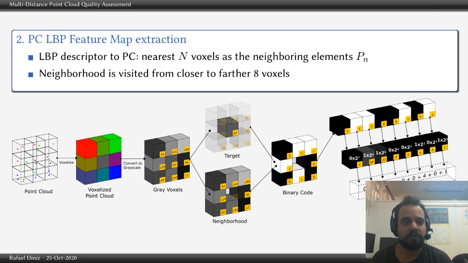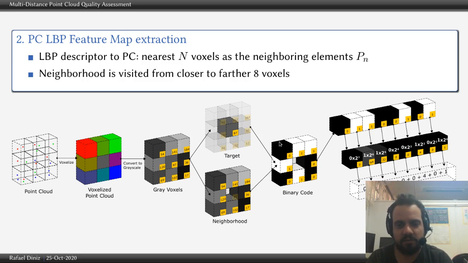Then we go to the point cloud LBP feature map extraction, where the LBP descriptor takes a neighborhood of n voxels. In our case, we get 8 neighborhood voxels. This is just an abstraction. It is not exactly like this, because the points, I mean the voxels, are not equally distributed in the space. But here we can have an idea of how the operator works.